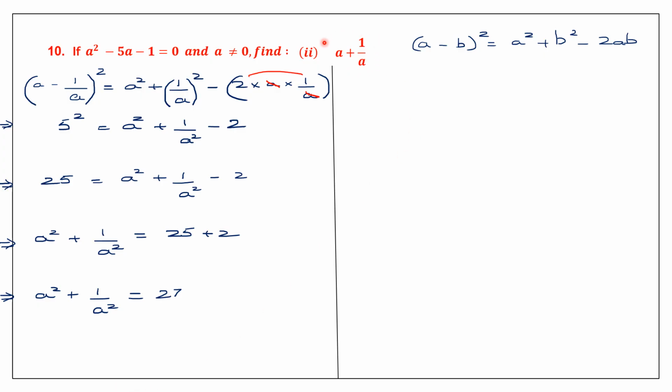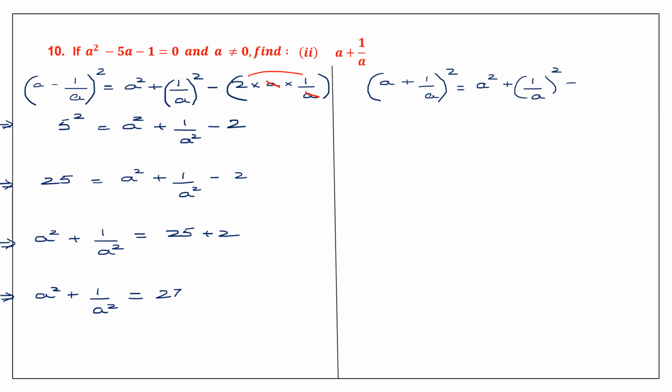Now let's take the sum, a plus 1 by a. So now let's square this up, a plus 1 by a, let's square it up. So again, we'll apply the identity a plus b the whole square, so that will be a square plus b square, which is 1 by a the whole square, plus 2ab, which is 2 into a into b is 1 by a. Now let's simplify this.